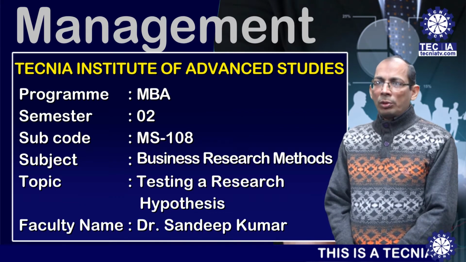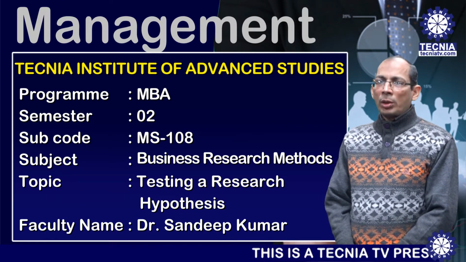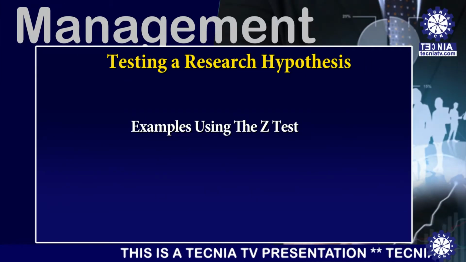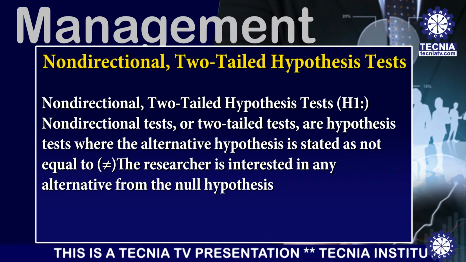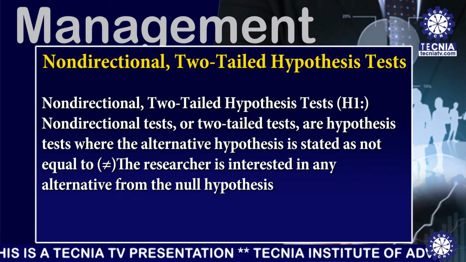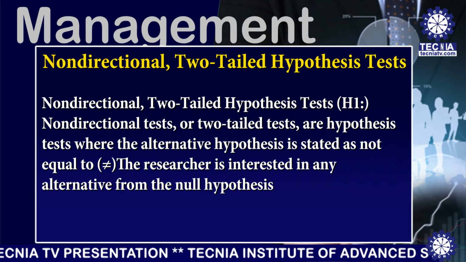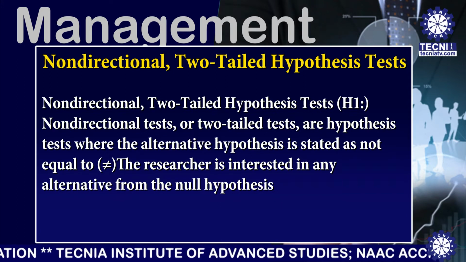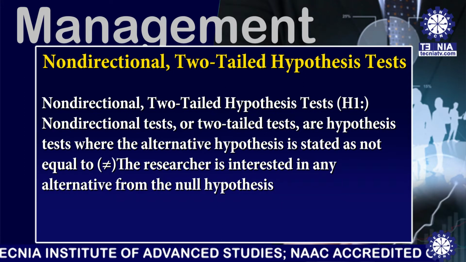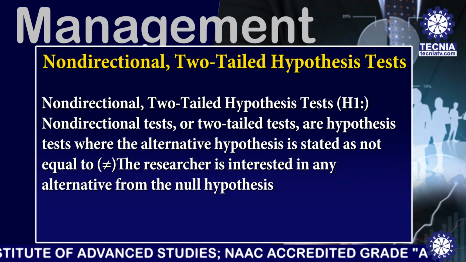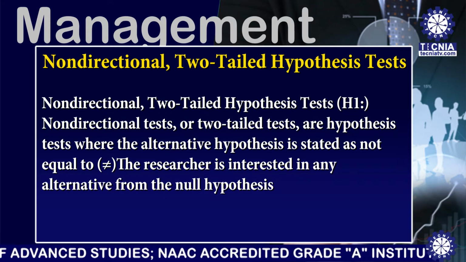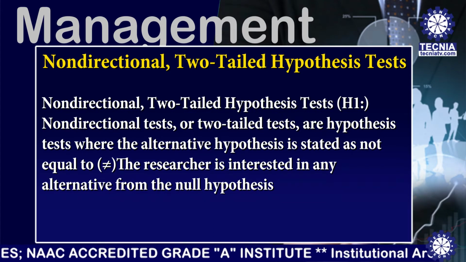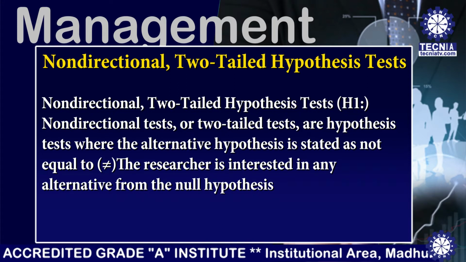Sandeep Kumar. Today, I am delivering a lecture on testing a research hypothesis using examples of the Z-test. Now, I have to explain what a non-directional two-tailed hypothesis test is, which is described as H1. Non-directional or two-tailed tests are hypothesis tests where the alternative hypothesis is stated as not equal to. The researcher is interested in any alternative from the null hypothesis.